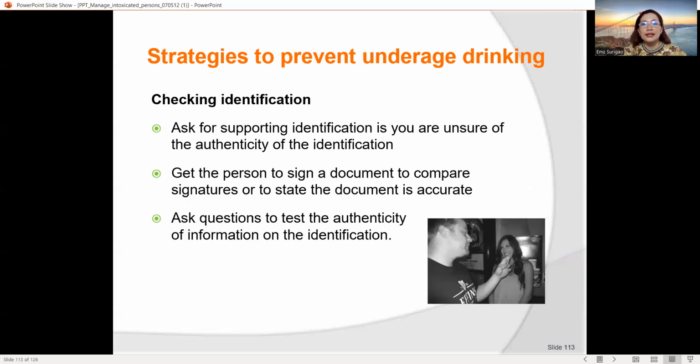Ask for supporting identification. If you are unsure of the authenticity of the identification, get the person to sign a document to compare signatures to state the document is accurate. Ask questions to test the authenticity of the information on the identification card. For example, if they still remember their number or the date of registration.